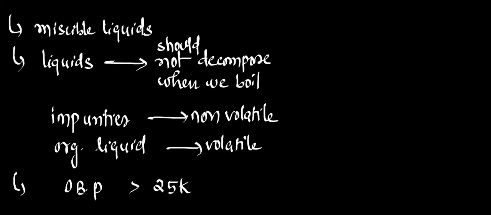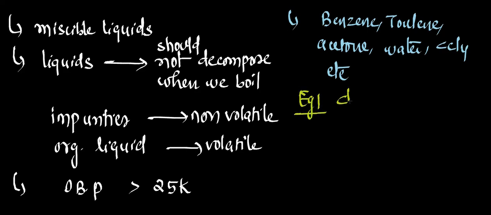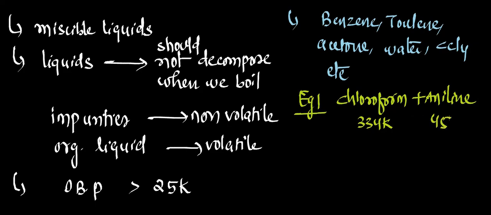Now using this technique, what are the liquids that we can separate? We can separate benzene, toluene, acetone, water, carbon tetrachloride, etc. using this technique. I'll give you two examples. The first example I already gave you, that is chloroform and aniline. Chloroform has the lesser boiling point here. It is 334 Kelvin, so it will be vaporized first. That will be collected first, and aniline stays back in the distillation flask.